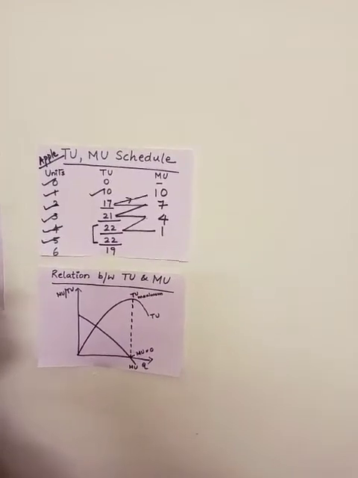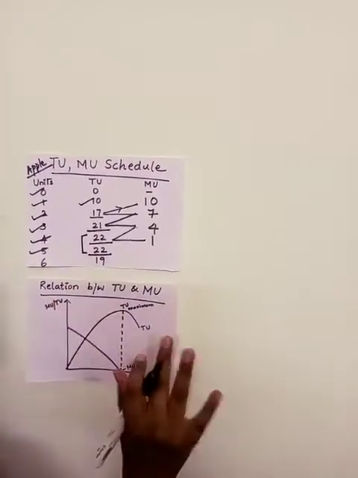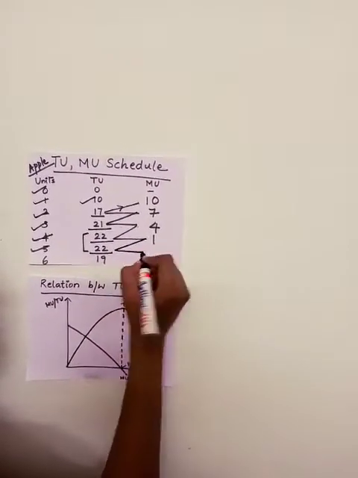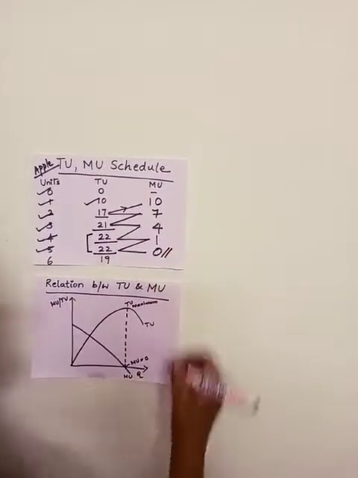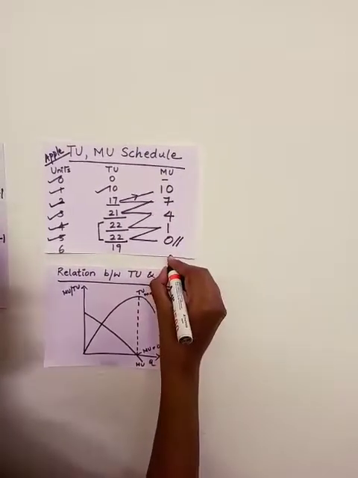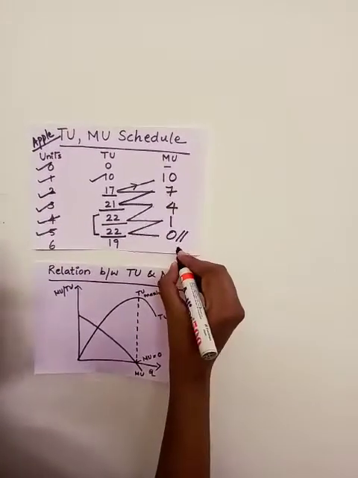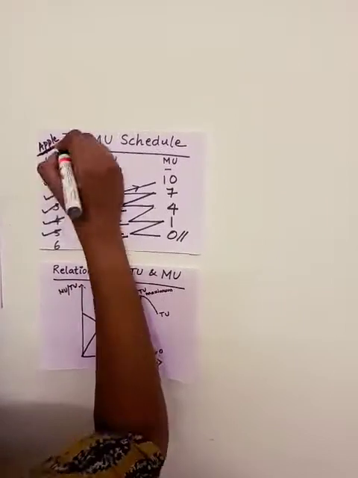That means you are getting the maximum satisfaction here. Your hunger is most satisfied here, and now it is giving you 0 marginal utility. So 0 marginal utility is a turning point where you are getting the maximum utilization, or you can say maximum utility or maximum satisfaction out of consuming the apples.